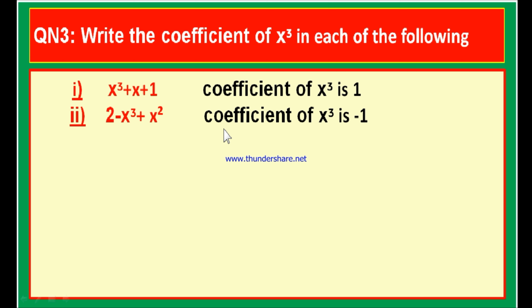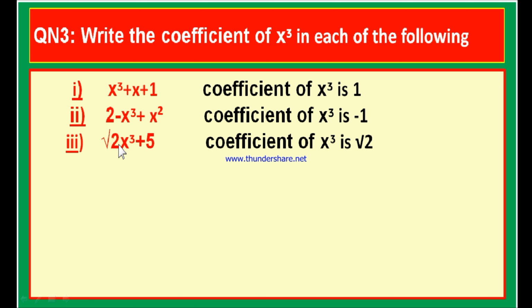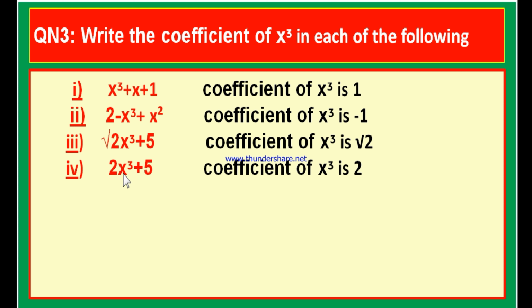Good. Now the third one, root 2 x cube plus 5. Here this x cube is multiplied with root 2. Therefore, root 2 is the coefficient of x cube. Understood? Okay. Now the fourth one, 2x cube plus 5. Again in this expression there is only one x cube term, which is multiplied with 2. Therefore, the coefficient of x cube is 2.